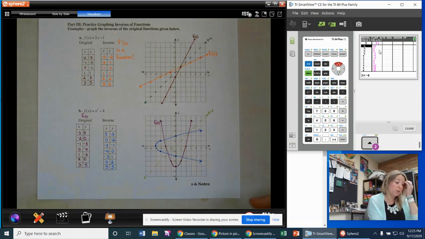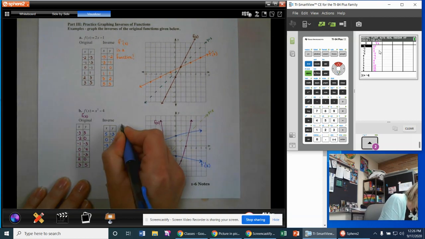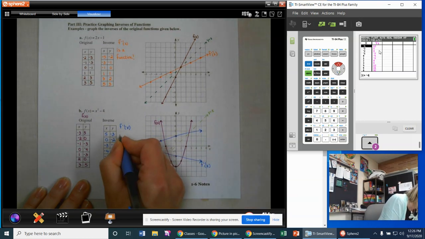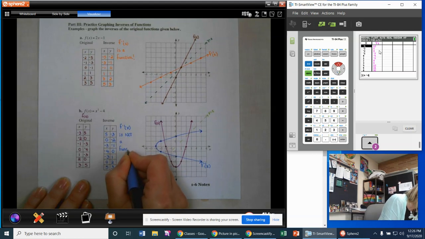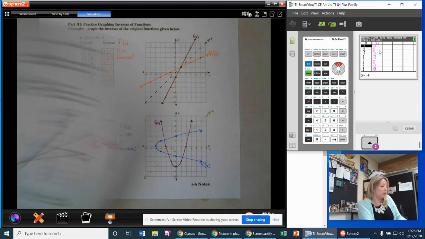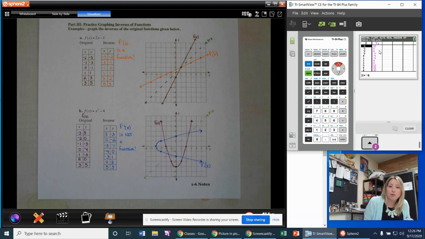And what I notice right away is that f negative 1 of x, my inverse function, is not a function. The inverse of my function is not itself a function. This guy is not a function this time. It's going to start to dawn on you that when you see a parabola and you're asked to flip it, your answer is not a function.